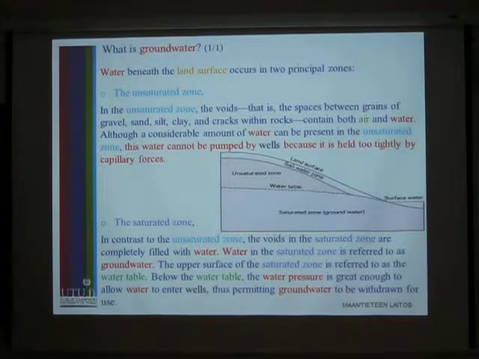However, from the name, it is all the water underground. The source of this water, most of these water sources, is precipitation.